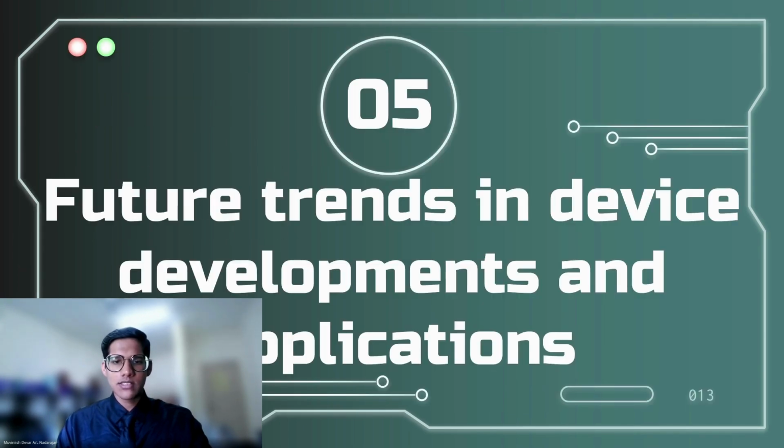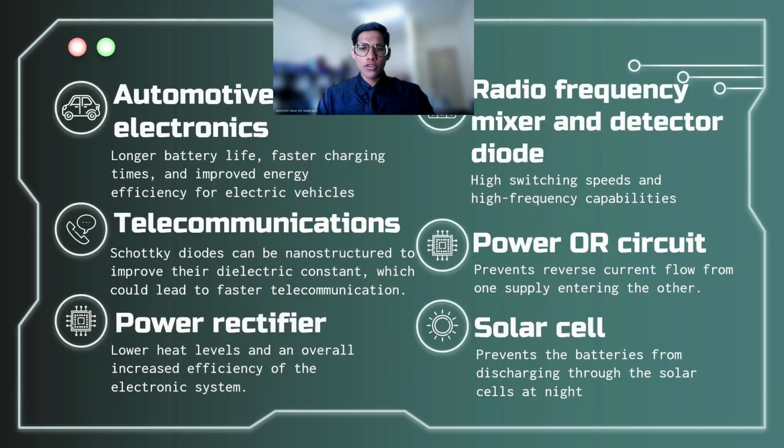The future trends in device developments involving Schottky diodes are automotive electronics that require high efficiency and low power losses. In the automotive industry, this translates to longer battery life, faster charging times, and improved energy efficiency for electric vehicles. Telecommunications are one of the future trends too, as Schottky diodes can be nanostructured to improve their dielectric constant, which could lead to faster communication.